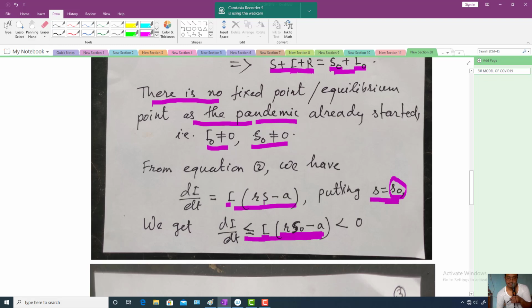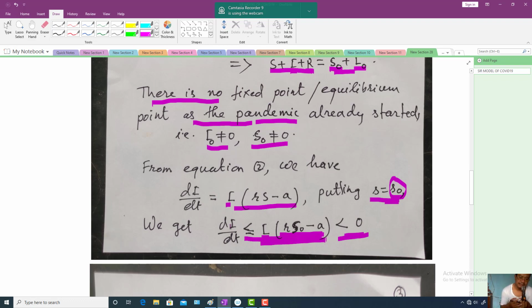So let us plug in the value of maximum susceptible value here, then you will get this one. If this quantity is negative, if it is less than 0, then dI/dt is negative. So dI/dt will be decreasing, and the maximum value will occur when S becomes S naught. So at any instant of time, dI/dt will be less than this quantity, and if this quantity is negative, that means dI/dt is negative.